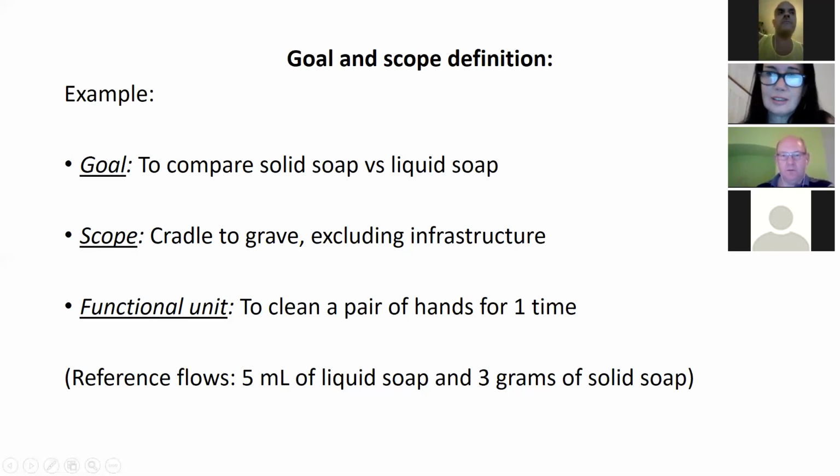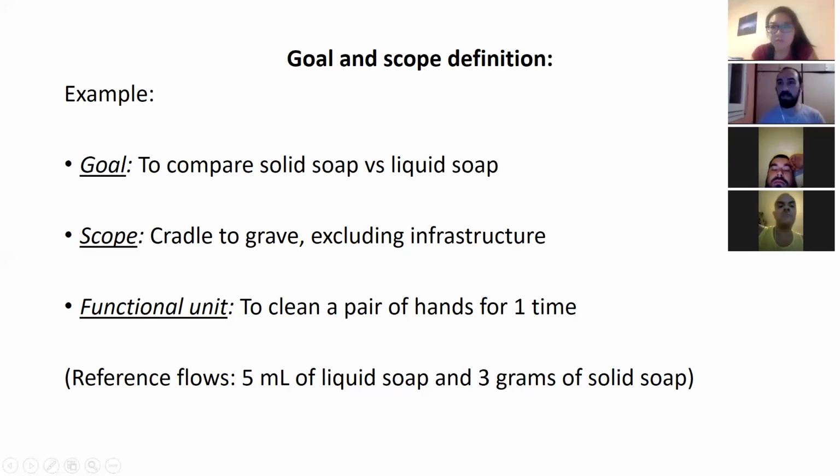Oh dear, it sounds like Semi's computer is stuck. His picture isn't moving.